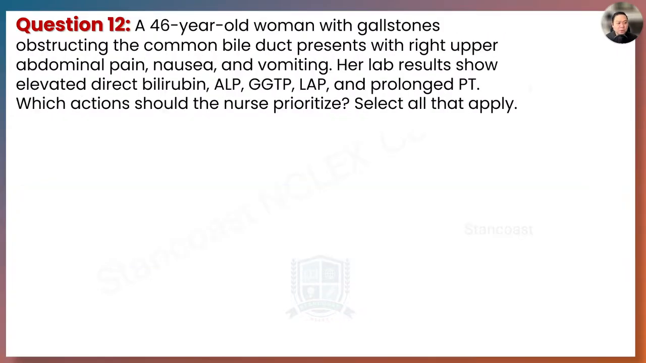A 46-year-old woman with gallstones obstructing the common bile duct presents with right upper abdominal pain, nausea, and vomiting. Her lab results show elevated direct bilirubin, ALP, GGTP, LAP, and prolonged prothrombin time. Which actions should the nurse prioritize?